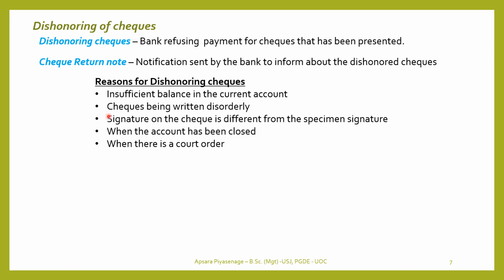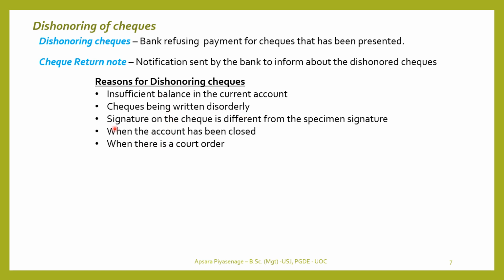And the second one is checks being written disorderly. A check has to be written very correctly. If one thing is wrong, the check will be dishonored. So when you're writing a check, you have to write very carefully. There are some rules and regulations we have to follow when we write a check. So if a check is written disorderly, the check will be refused.